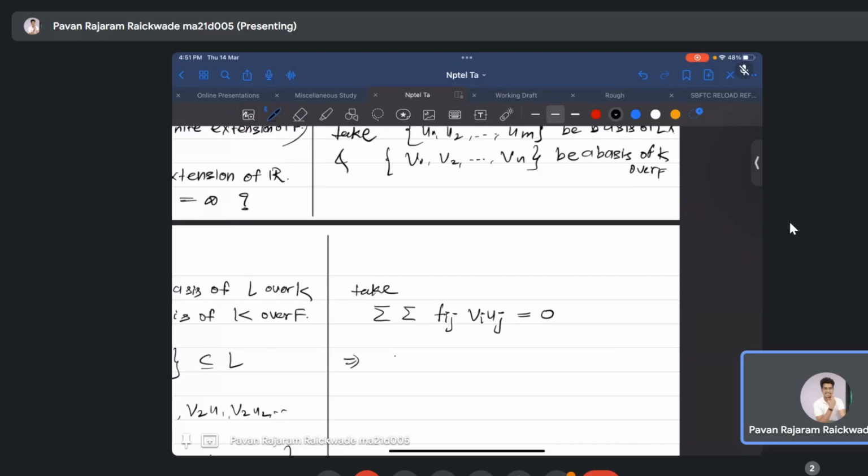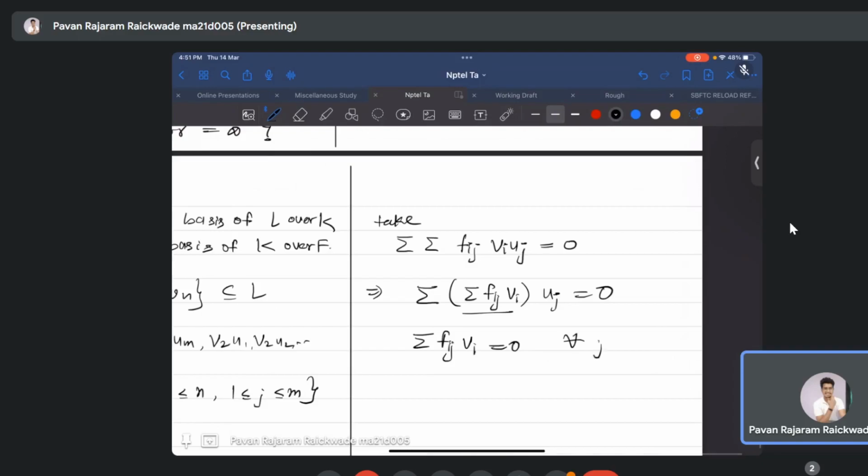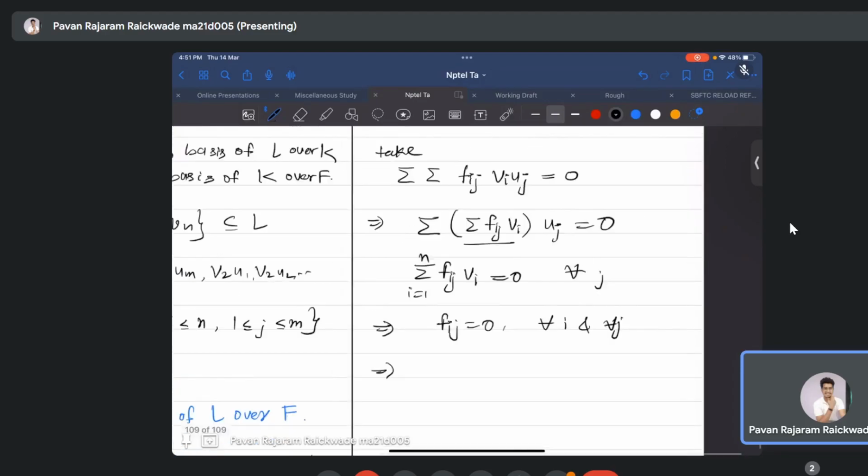What does this imply? This implies the summation of, summation Fij vi, let's say, and then you have uj here, which is 0. But now uj is the basis. This implies this scalar has to be 0, which implies Fij vi are 0 for every j basically. Here you go, sum from 1 to n. This will imply Fij equals 0 for every i and for every j. But then this will imply this is done, right?